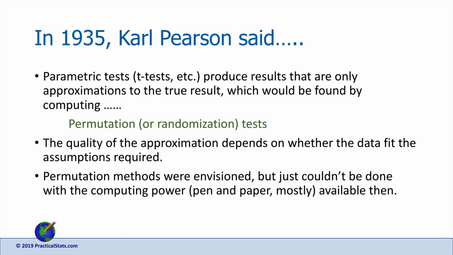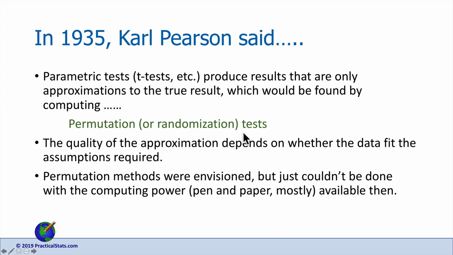So, are these accepted? Well, one of the people who developed the field of statistics, Karl Pearson, back in 1935, said we're going to do what are now called, I don't think he called them this, parametric tests. He did know of t-tests by then. We're going to do these types of tests to produce results that are only approximations to the true result. And the true results would be found by permutation or randomization. I think he used the word randomization procedures.